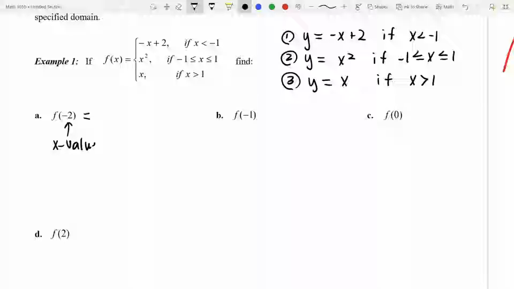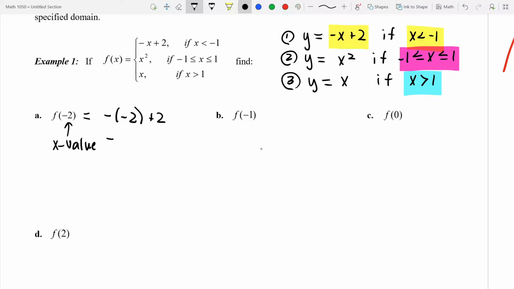Now, I numbered the equations for communication purposes. If x is a negative 2, is it less than a negative 1, in between a negative 1 and a 1, or bigger than negative 1? Is it 1 or 2 or 3? It's 1. So then I know I go into this equation 1 right here, and wherever I see an x, I put in a negative 2. So everybody go negative 2 plus 2. That gives me 2 plus 2, which gives me 4, and we're done.